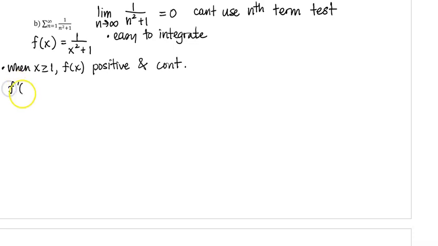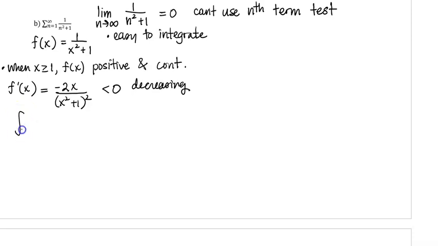You need to take the time to calculate the first derivative of this function. You should get negative 2x over x squared plus 1 quantity squared. You could use the first derivative test, or you could point out that that's always negative. The numerator is always negative when x is greater than or equal to 1, and the denominator is always positive since it's squared. So I do know that the function is decreasing. If the derivative is negative, the function is decreasing. So all of this tells me that I can use the integral test.